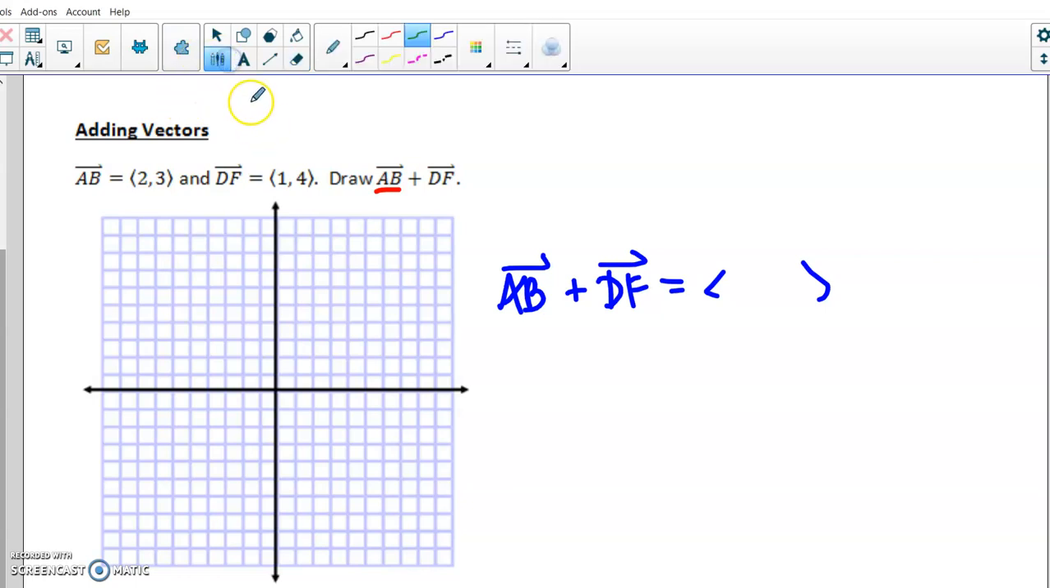Hello, the second video this week is on vector operations. So this is our second day of vectors, and we're going to do many operations with them. Our first example wants us to add vectors together.